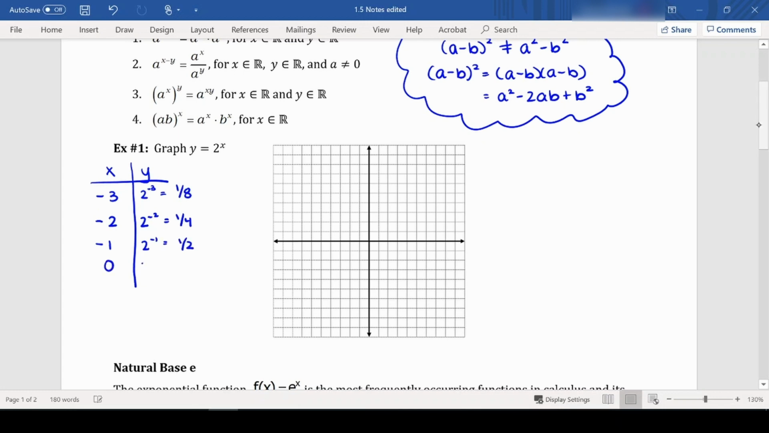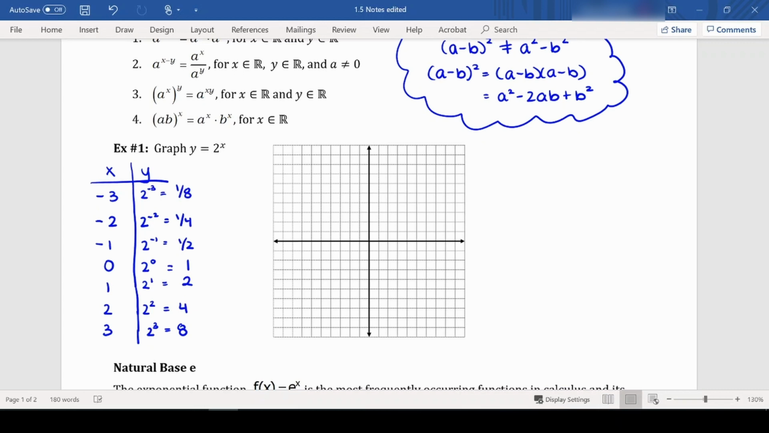An exponent of 0 would be 2 to the 0, which is equal to 1. An exponent of 1 would be 2 to the 1, which is just equal to 2. An exponent of 2 would be 2 to the 2, which is equal to 4. An exponent of 3 would be 2 to the 3, which is equal to 8.